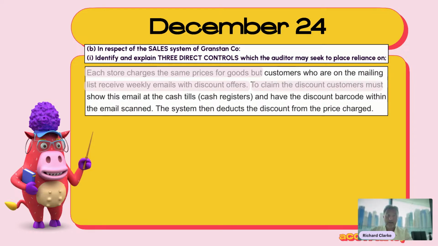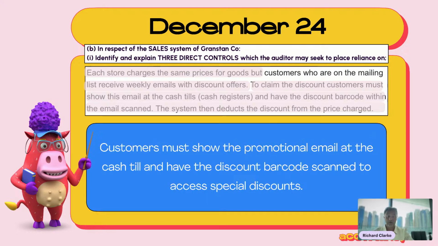Now, the only way they can claim that discount is they must show their email at the cash tills, at the cash registers. And on the email is a discount barcode. So what they'll do is they'll scan the barcode, and then that discounts the price that they would have otherwise been charged. So far, so good. So we're only identifying, so we're just going to put that into our own words.